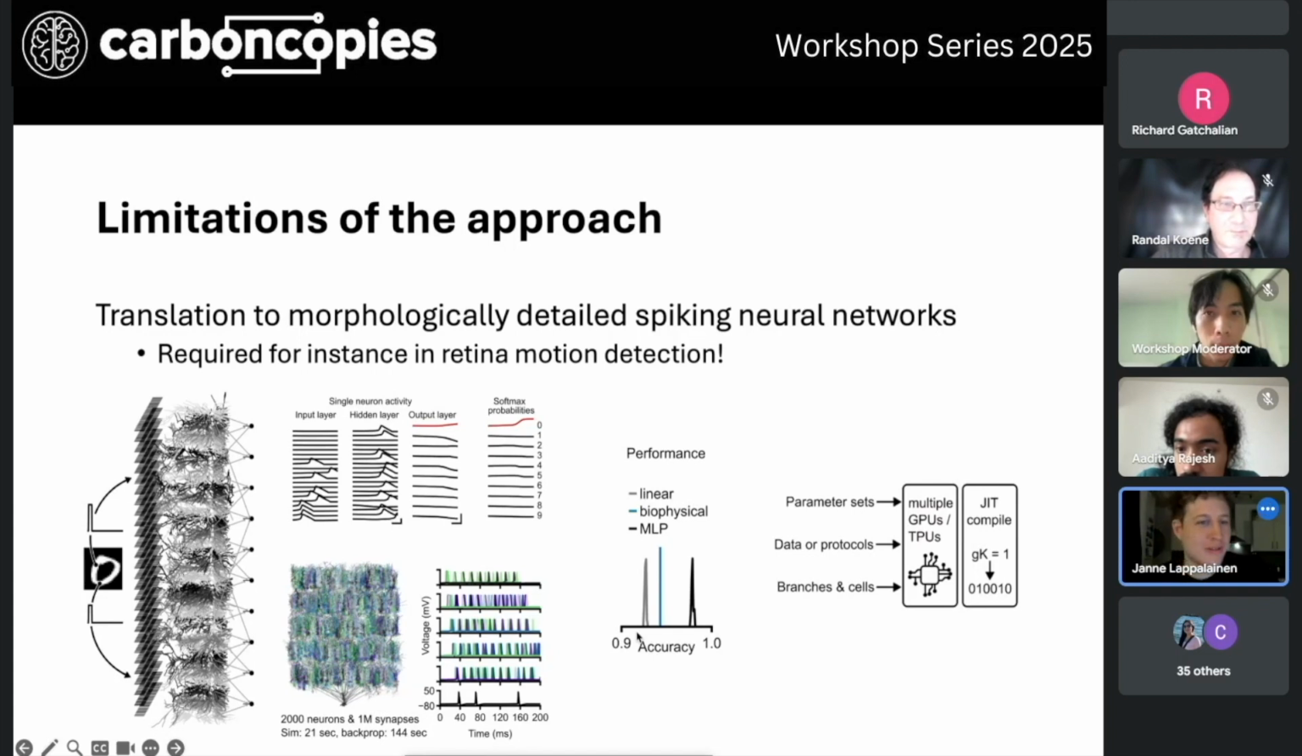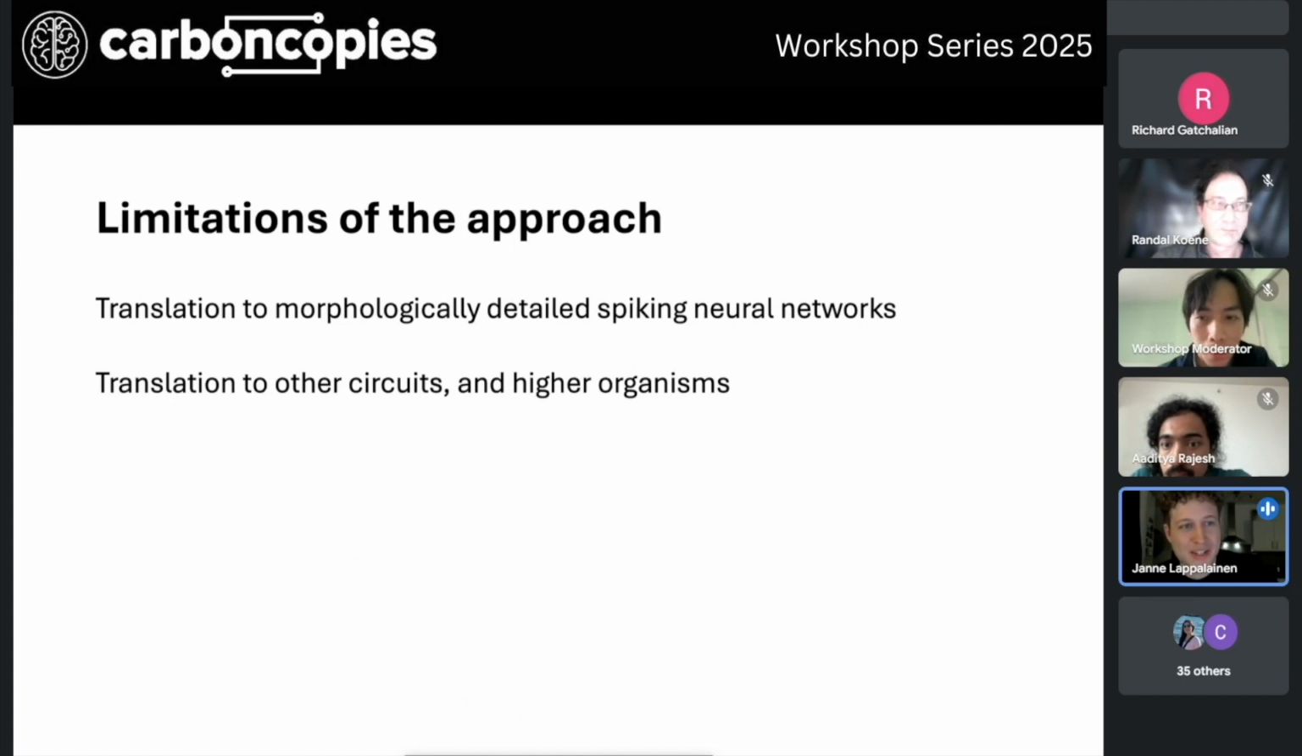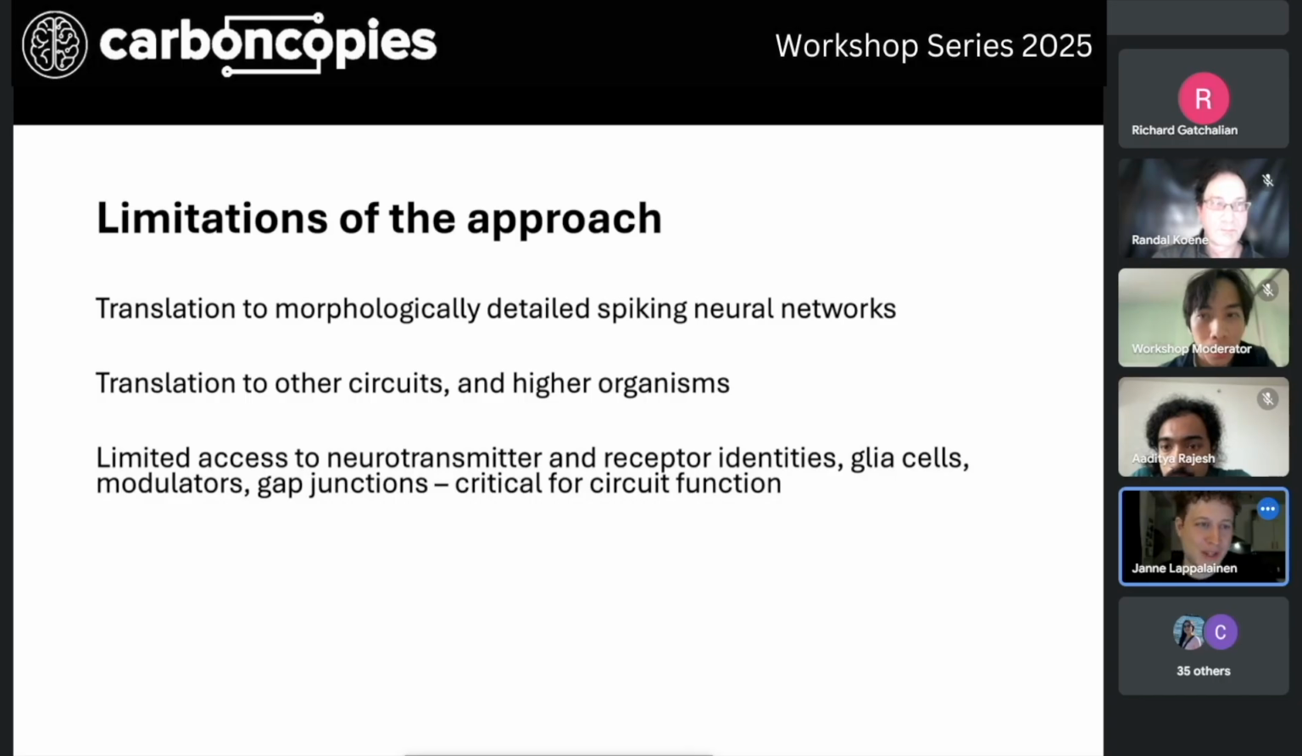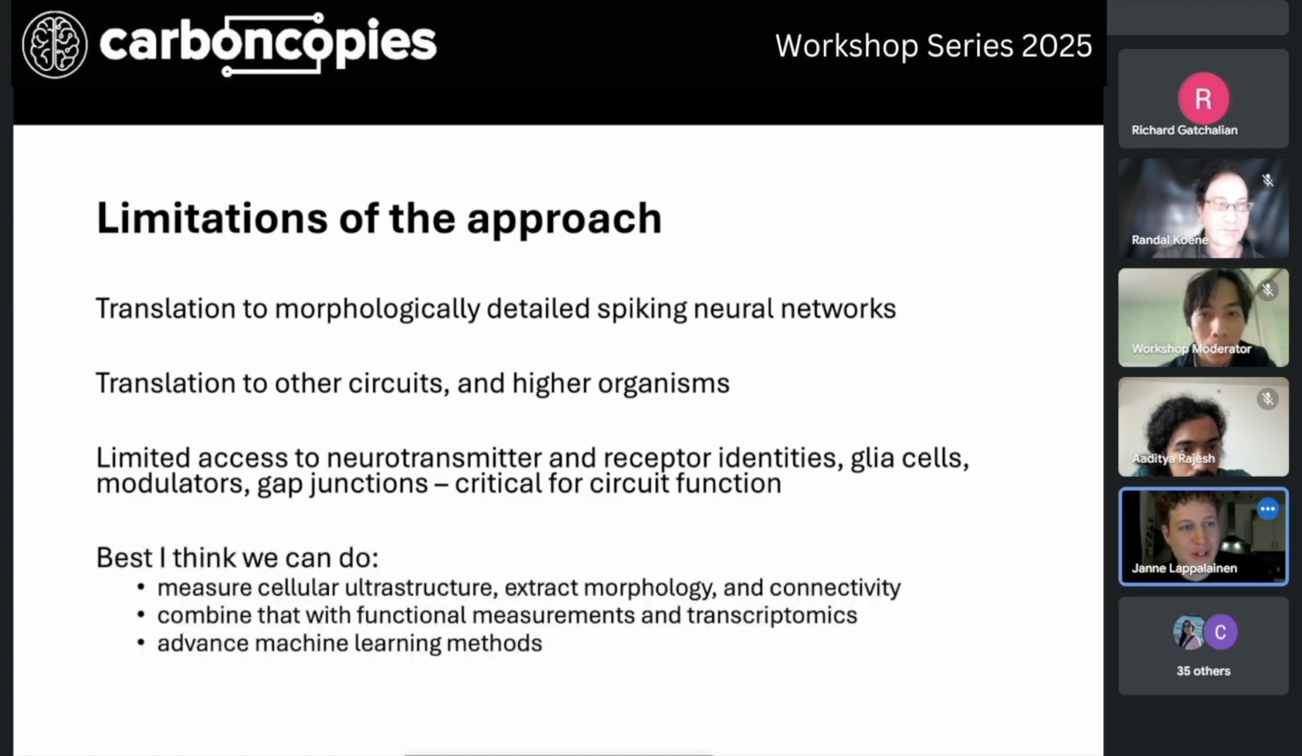But an MLP with simple block matrices and nonlinear activation functions would still be easier to optimize and would also outperform this. I think at some point it's also really hard to make a comparison, but this is sort of a proof of concept. Then, how to translate this to other circuits, I think I already said. We have very limited access to neurotransmitter and receptor identities, glia cells, modulators, and gap junctions. We know that a lot of this is critical for circuit function. So what I think is best is to measure cellular ultrastructure, extract morphology, extract connectivity, combine that with function measurements and transcriptomics, and then advance the machine learning methods that chew this data to build powerful models.